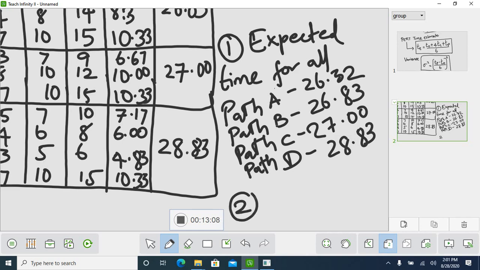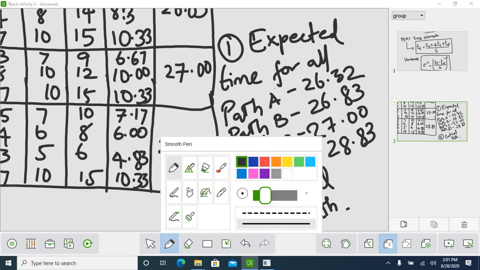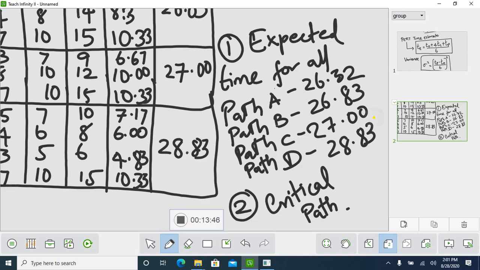Second, in the question we have to find the critical path. So what is the critical path? If you go in path A, we can complete this project in 26 days. If we choose path B, we can complete this project in the same 26 days. If we choose path C, we can complete this project in 27 days. If we choose path D, we can complete this project in 28 days.